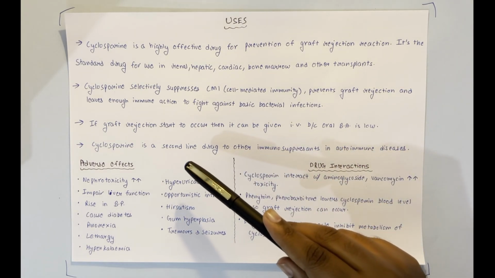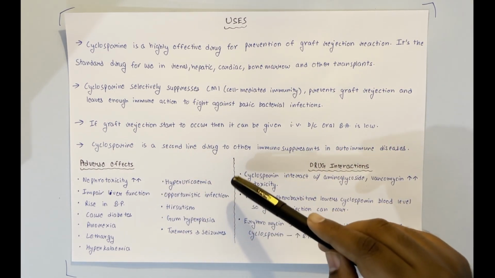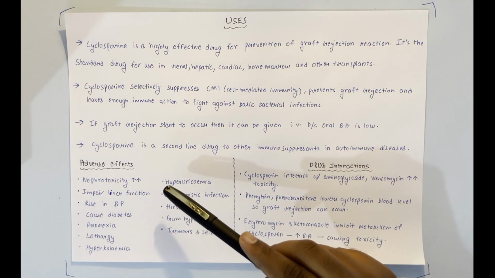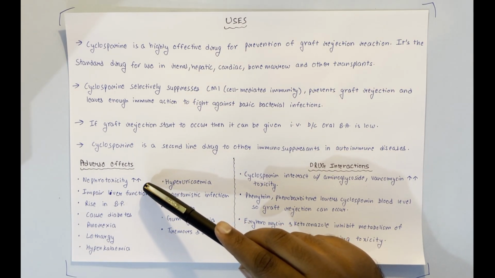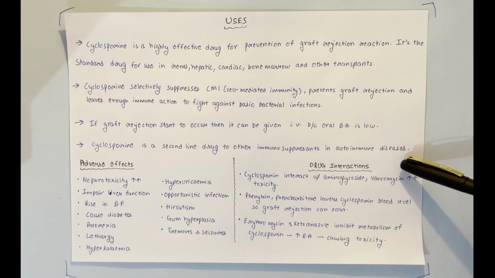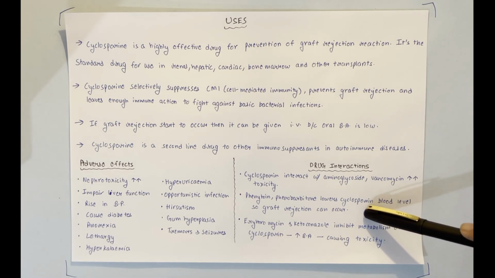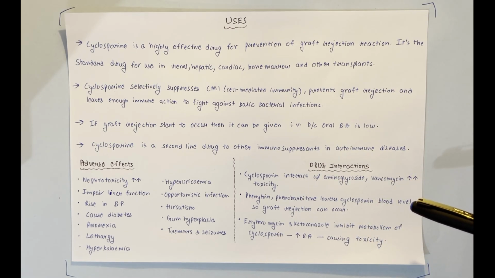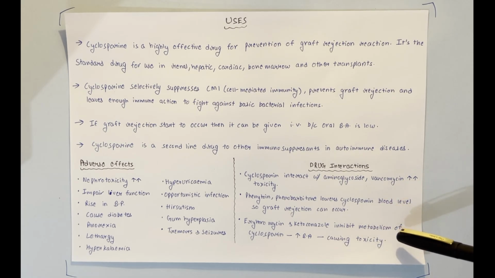On the left bottom side, we have all the adverse effects of the cyclosporine drug. From this, the main side effect is nephrotoxicity. In drug interactions, cyclosporine interacts with aminoglycosides and vancomycin, which increase cyclosporine toxicity in the body. Phenytoin and phenobarbital lower cyclosporine blood level, which can cause graft rejection. Erythromycin and ketoconazole inhibit metabolism of cyclosporine, which increases its bioavailability, causing toxicity inside the body.